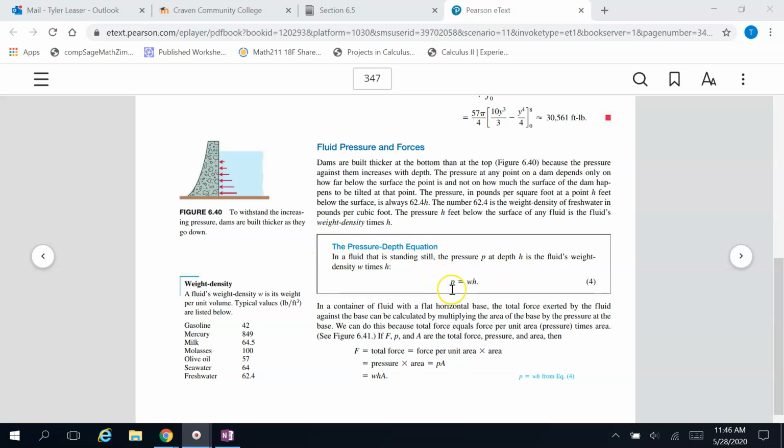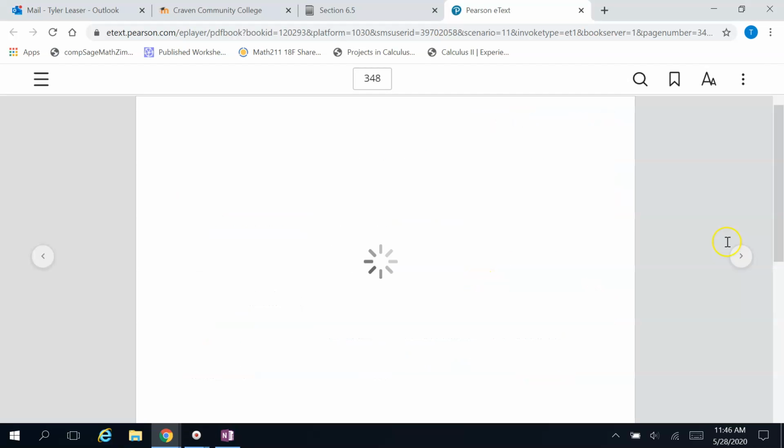The amount of pressure is just the density of the liquid, this W, times the depth that you are in the liquid, H. So you can see here that if you have water or something, the deeper you are in the water, the more pressure is being applied, and it only has to do with depth. Moving to the next page here.